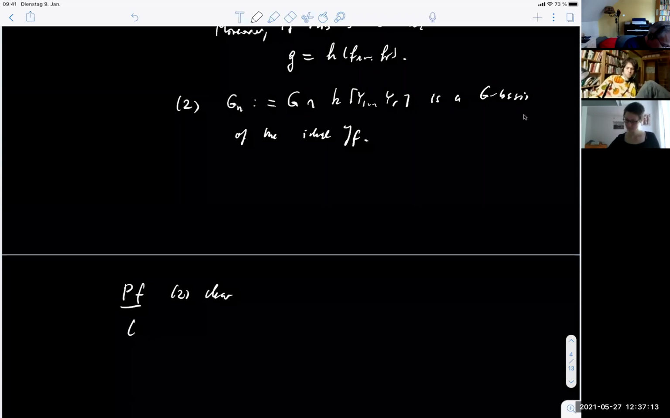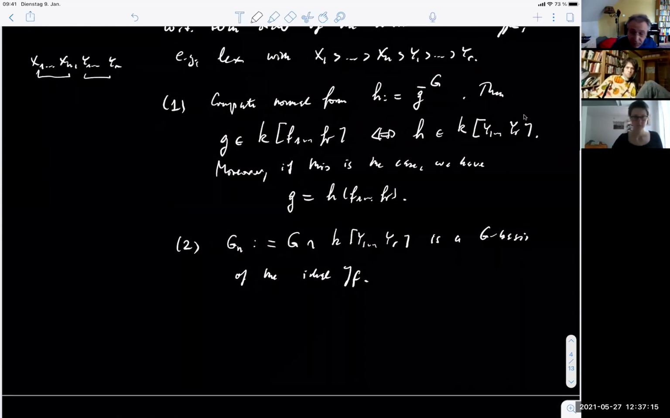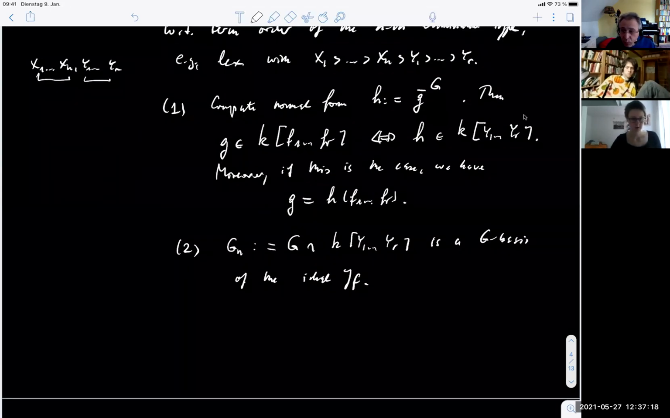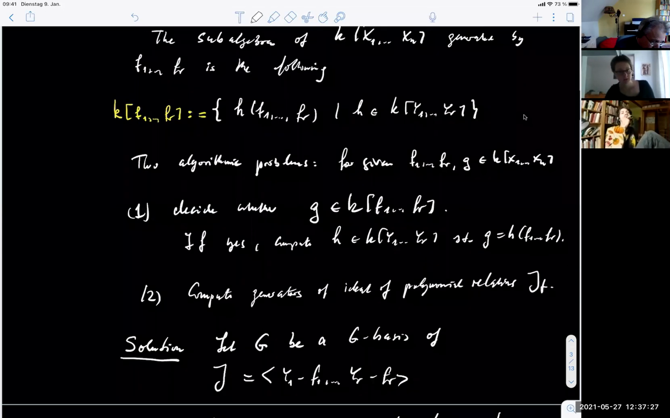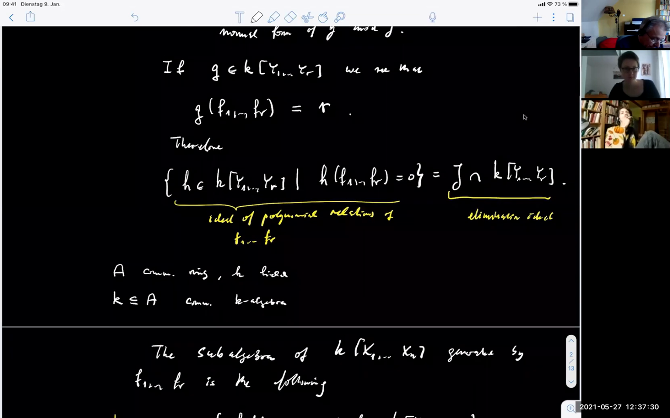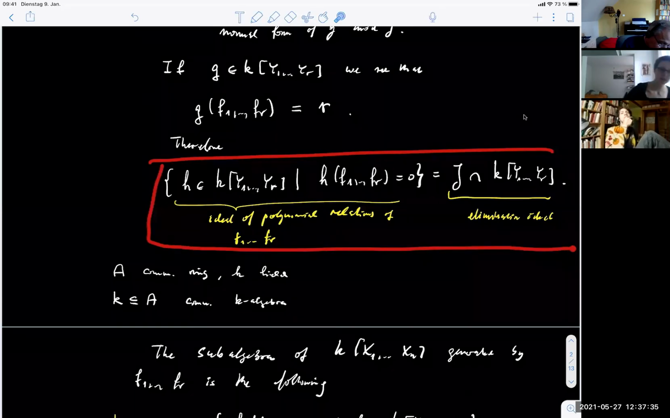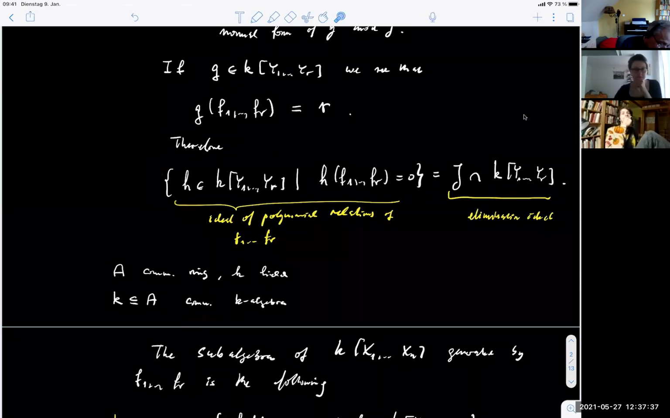Is there any question? Sorry if you already explained this, but could you maybe recall why JF is an elimination ideal? Okay, sure. This was here, I frame it in this box. This is because on the left-hand side you see polynomial relations, but on the right-hand side you have eliminated all the x variables.